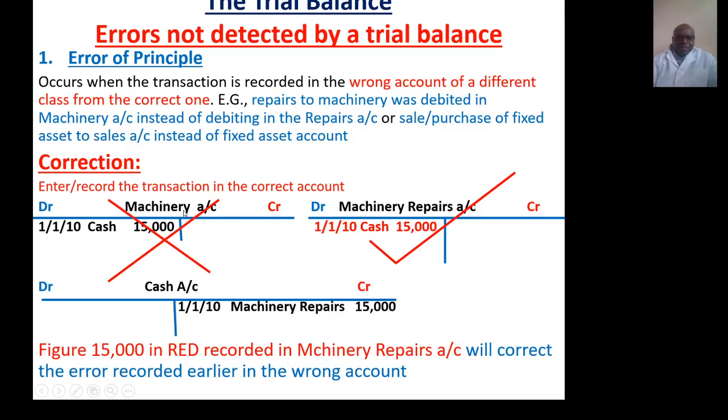So the machinery was debited with 15,000 instead of machinery repairs account. Both are supposed to be debited when they increase. So we confused machinery and the machinery repairs. So machinery account was wrongly debited with this amount instead of the machine repairs, which is an expense account. And then the cash account will be credited with 15,000 because we are giving out cash for repairs. So the figure 15,000 in red recorded in machinery repairs account will correct the error recorded earlier in the wrong account.